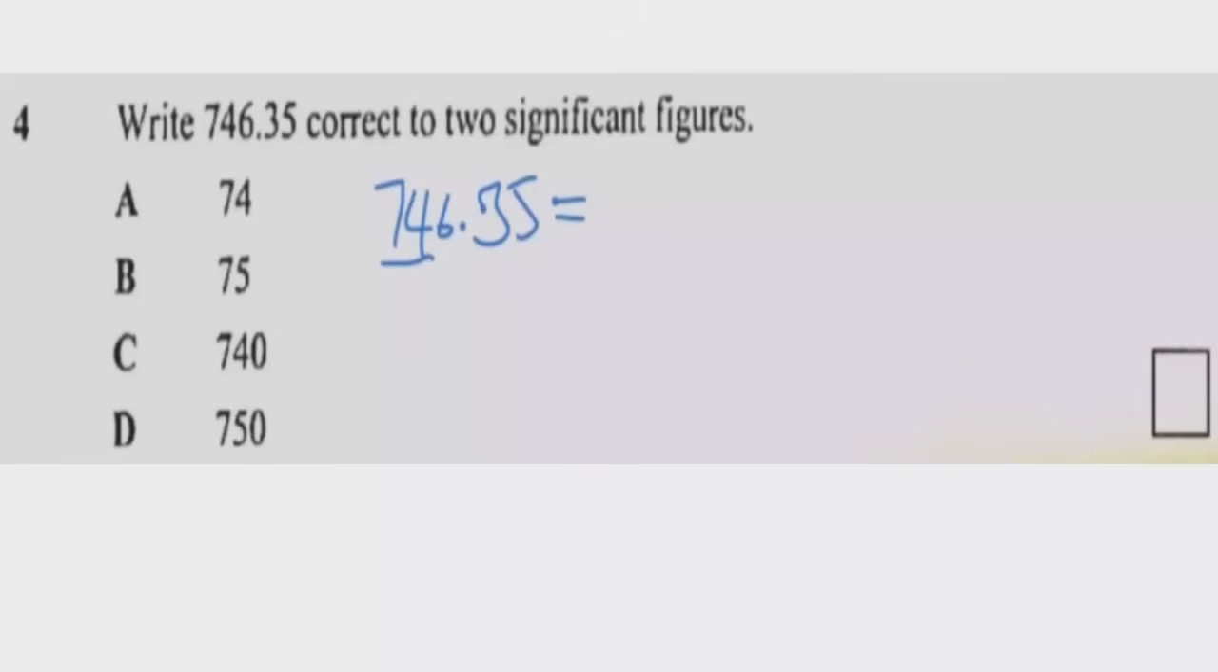Now you know that non-zero numbers are significant figures. When you look at this number, it has got 5 significant figures. So we need to reduce it to 2 significant figures. That means we're going to get rid of 6, and since 6 is bigger than 5, we're going to add 1 to 4. That means it's going to give us 750 as the correct answer. So the correct answer here is D.